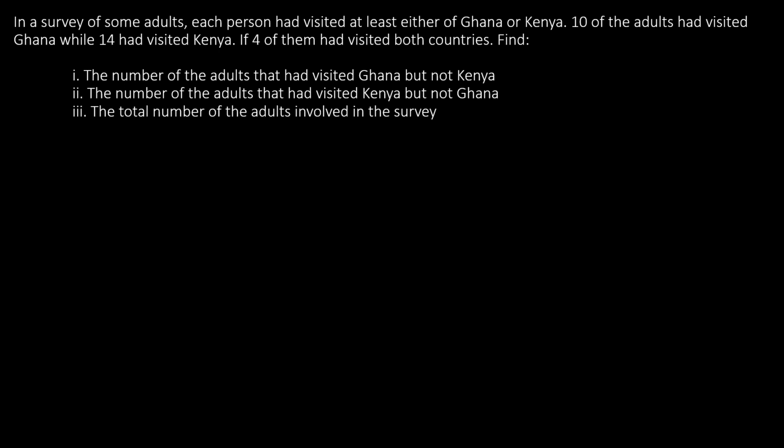In a survey of some adults, each person had visited at least either Ghana or Kenya. 10 of the adults had visited Ghana while 14 had visited Kenya. If 4 of them had visited both countries, find, first, the number of adults that had visited Ghana but not Kenya. Second, the number of adults that had visited Kenya but not Ghana. And the third one, the total number of adults involved in the survey. So let's continue.